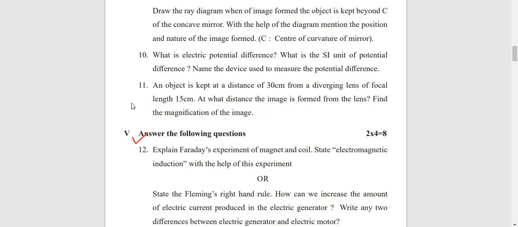Now come to question number 11. An object is kept at a distance of 30 cm from a diverging lens of focal length 15 cm.